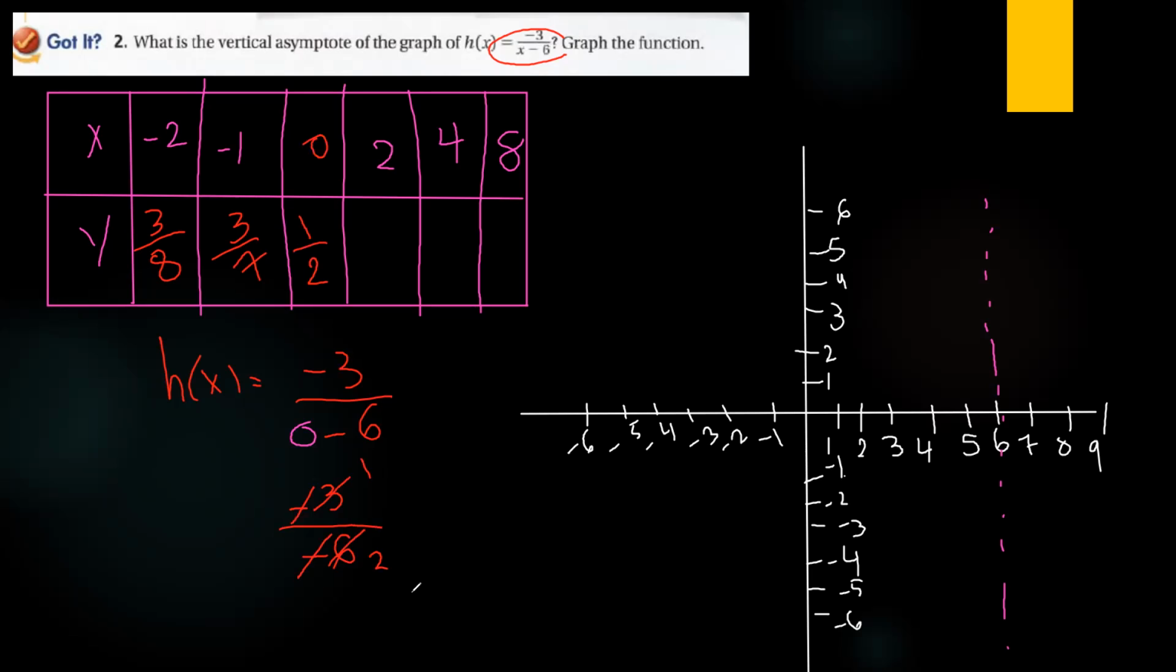Now let's try at point 2. What we have to do here is bring 2 and evaluate it here. So we have it now as negative 3 over 2 minus 6, which is negative 4. Then negative, minus, cancel minus, so it will be 3 over 4.